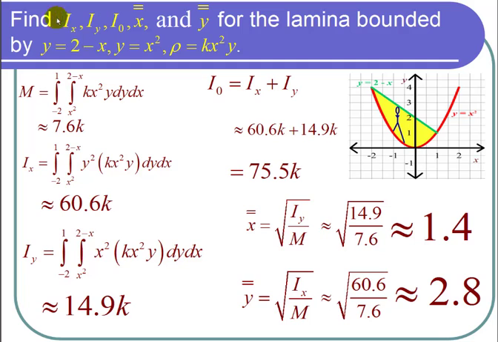So I found the moments of inertia about the x-axis, the y-axis, and the origin were 60.6 k, 14.9 k, and 75.5 k, and I found the radii of gyration about the x-axis and the y-axis were 1.4 and 2.8. And I'm done with the problem.